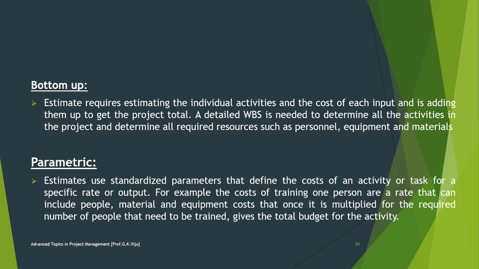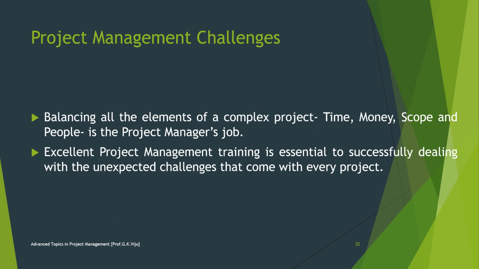Parametric estimates: putting data about your projects into a formula, spreadsheet, database, or computer program, whatever it may be. These estimates use standardized parameters that define the cost of an activity or task for a specific rate or output. For example, the cost of training one person, or a rate that can include people, material, and equipment costs, which is then multiplied by the required number of people who need to be trained.